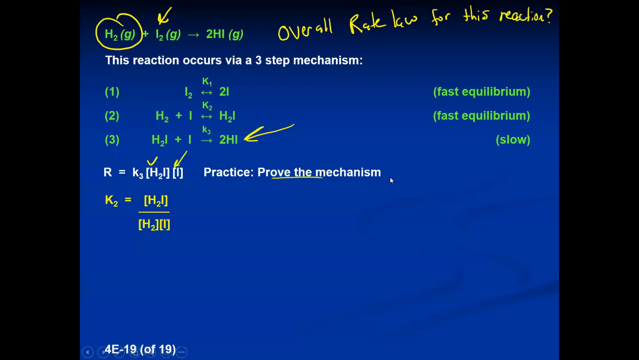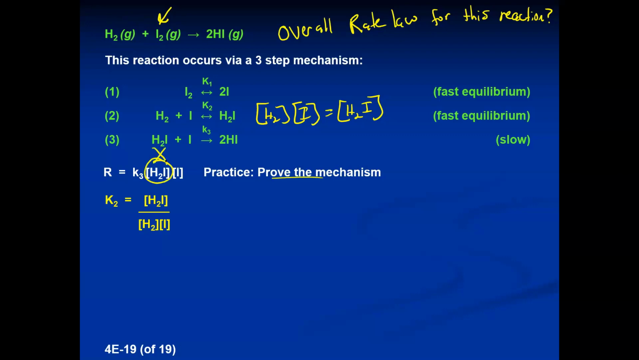Okay, so because this one is fast, we can go forwards and backwards. And so again, when we do that, that means that H2 times I equals H2I. I'm not even going to talk about the K's right now. And so those are equal to each other. Oh, whoops, I did not mean that. This is H2I, not okay. Because this is I, not okay. Neither of those are okay. So that means we need to get rid of both the H2I and the I. Okay, so how can we do that?